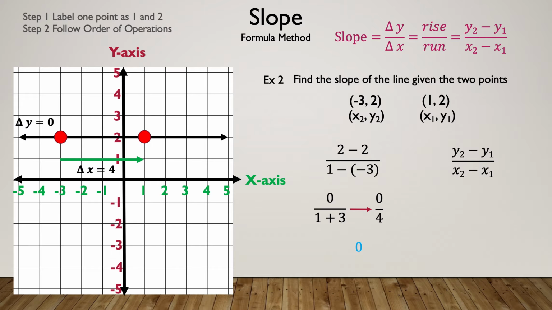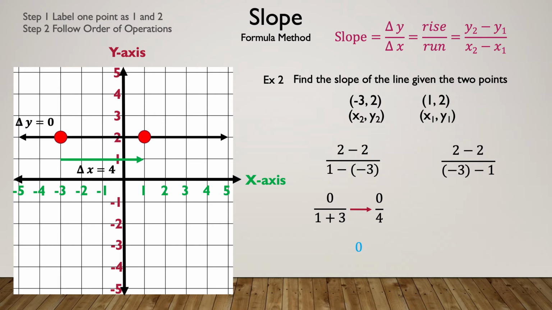Now let's see what happens when we flip the 2 points. So (-3, 2) is now point 2 and (1, 2) is now point 1. Let's go ahead and show that process. So we have 2 for y2, 2 for y1, negative 3 for x2, and remember we put the parentheses around the negative number, and lastly we have 1 for x1. Now we've substituted correctly.